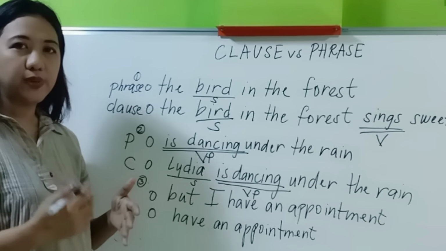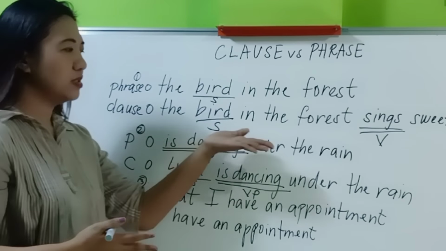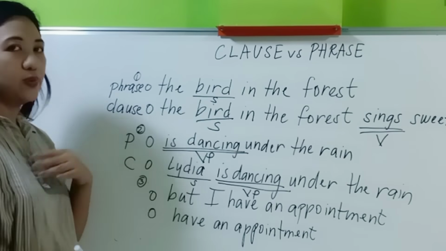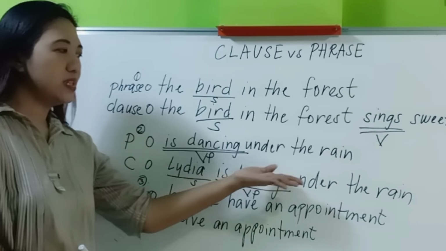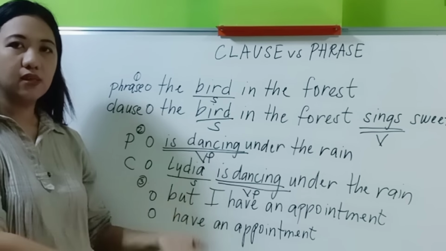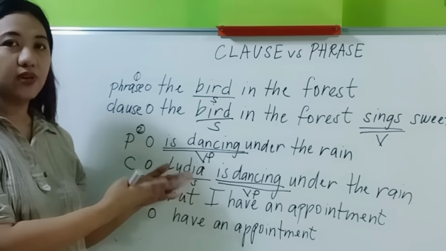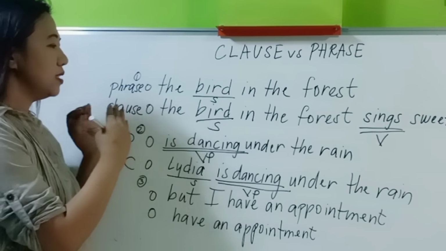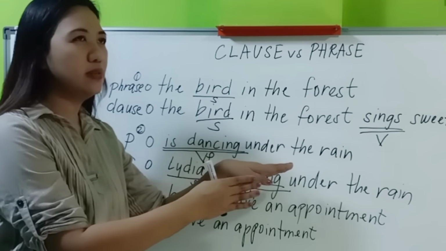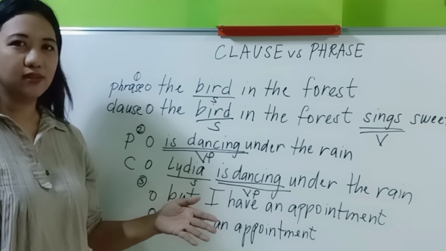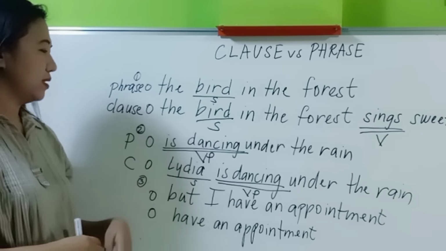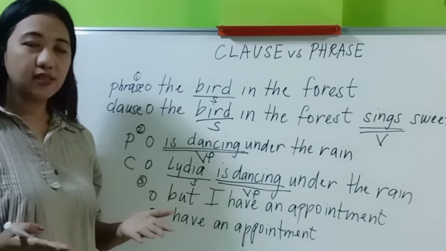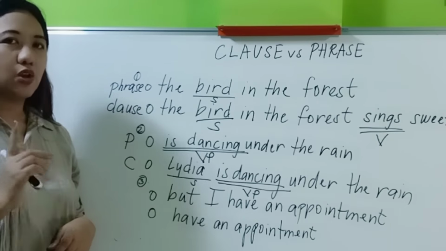Okay? Another way to determine, does it make sense? Is dancing under the rain. Who's dancing under the rain? No sense at all. So, phrase. Next, Lydia is dancing under the rain. Who is dancing? Lydia. It does have sense. Another way, turn it into a question. Is it true that is dancing under the rain? Can you answer that question? No. Phrase. Is it true that Lydia is dancing under the rain? Can you answer that? Yes. So that is a clause.